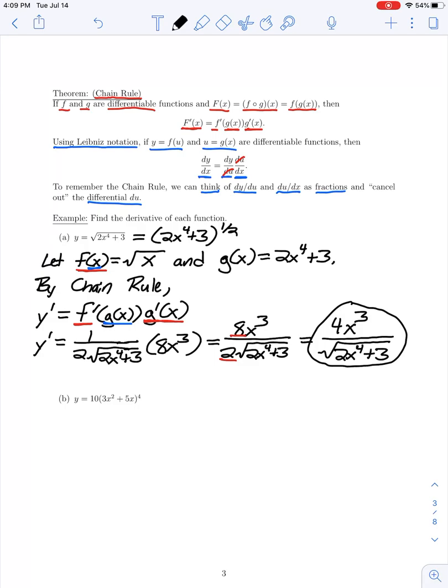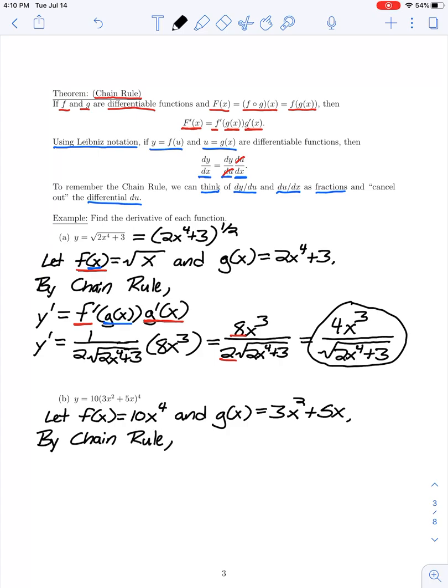So let's consider another one. In part B, we have y is 10 times 3x squared plus 5x to the fourth. So when we look at this, we can recognize this as a composite function, since it has sort of an inner and an outer function. So here we could think about the outer function, f of x, as being 10x to the fourth, and the inner function, g of x, as the function inside of our set of parentheses, here 3x squared plus 5x. So y would be the composition of these two functions, and to differentiate a composite function, we're going to make use of the chain rule.